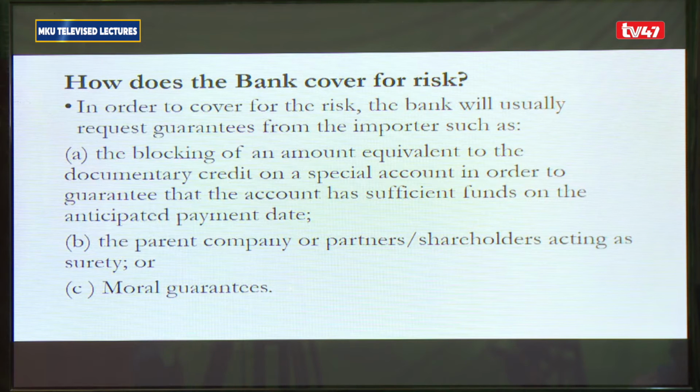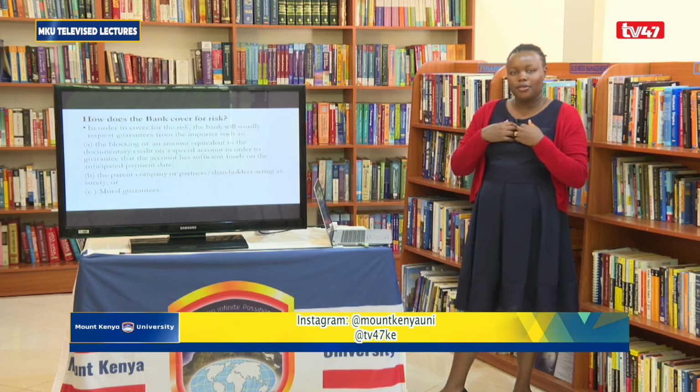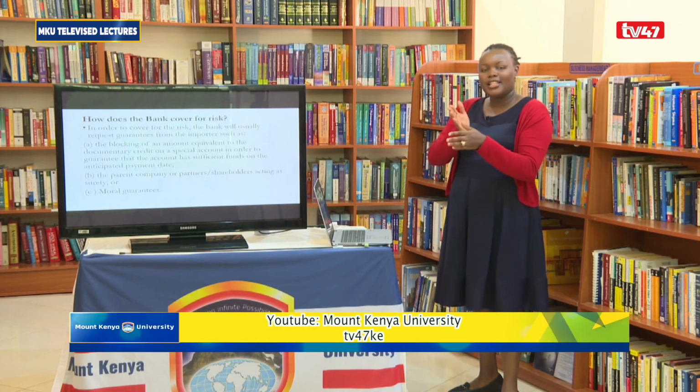So how does the bank cover for the risk? In order for the bank to cover for the risk, the bank will usually request for guarantees from the importer, such as blocking an amount equivalent to the sum of the documentary credit, okay, on a special account in order to guarantee that the account has sufficient funds, okay, on the anticipated payment date. Then it could also ask for the parent company or the partners or the shareholders to act as sureties on behalf of the buyer. And then also it would ask for moral guarantees, okay, so that the bank would carry out due diligence to ensure that in the event that you as a buyer or the buyer goes insolvent, they did not commit blindly.